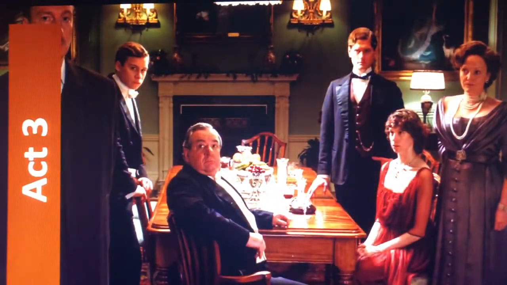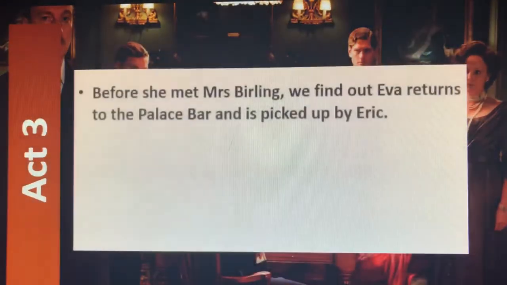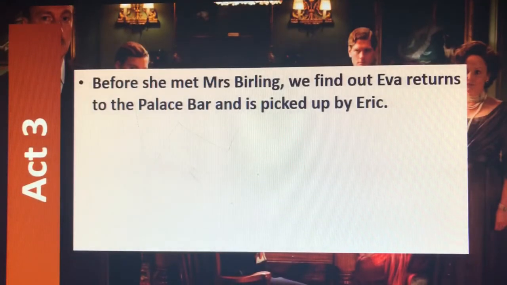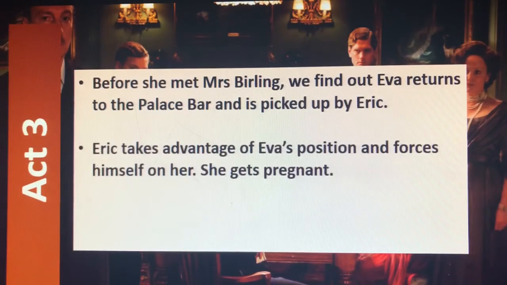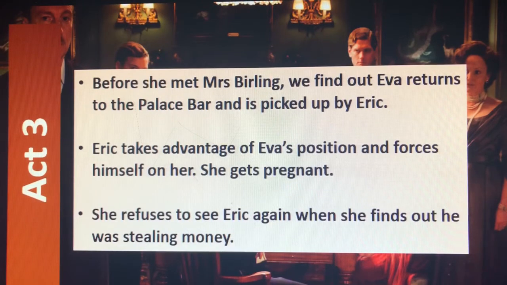Key moments then of Act 3. Before she met Mrs. Burling, we find out Eva returns to the Palace Bar and is picked up by Eric. Eric takes advantage of Eva's position and forces himself on her. She gets pregnant. And she refuses to see Eric again when she finds out he was stealing money.